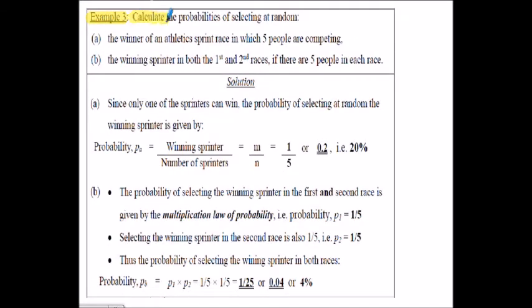Example 3, we're asked to calculate the probabilities of selecting at random A, the winner of an athletic sprint race in which 5 people are taking part, and B, the winning sprinter in both the first and the second races. So again, 5 people take part in each race. So part A here, since only one of the sprinters can win, the probability of selecting at random the winning sprinter is simply given by the winning sprinter over the number of sprinters. So 1 upon 5 is the probability as a proper fraction, or 0.2 as a decimal fraction with 20% probability.